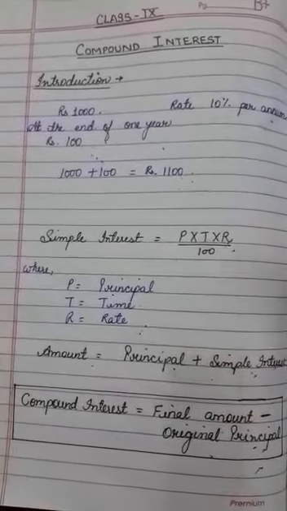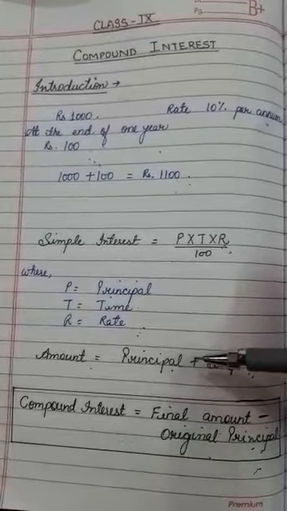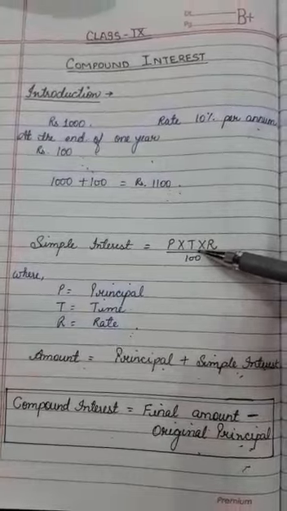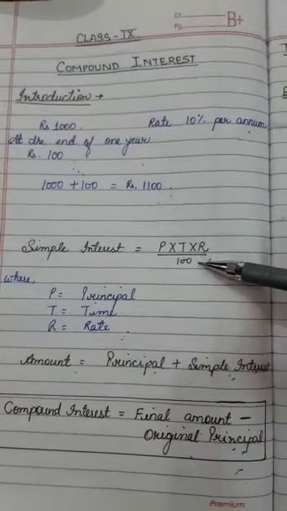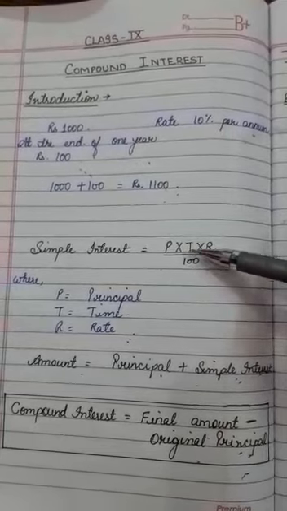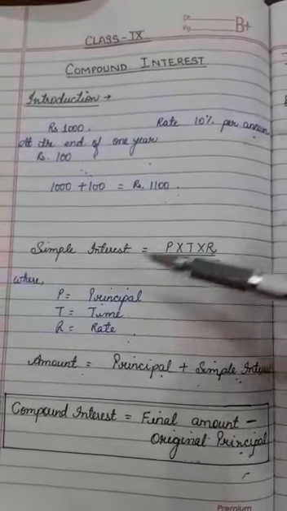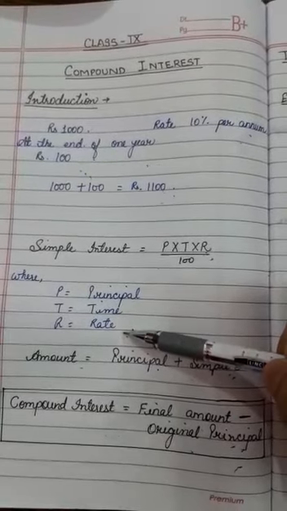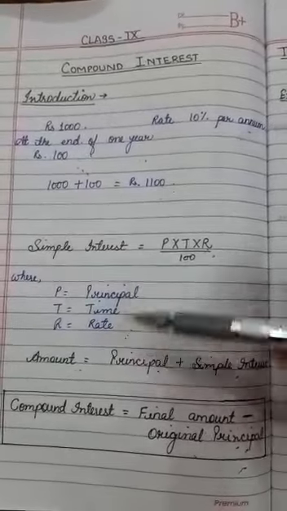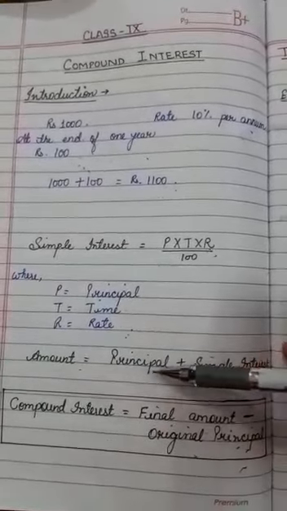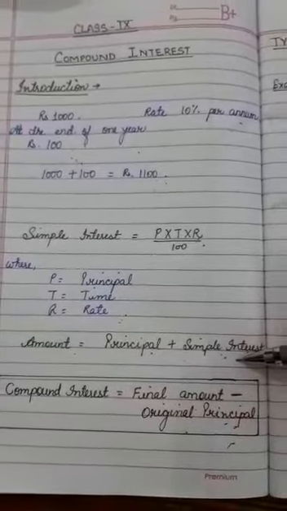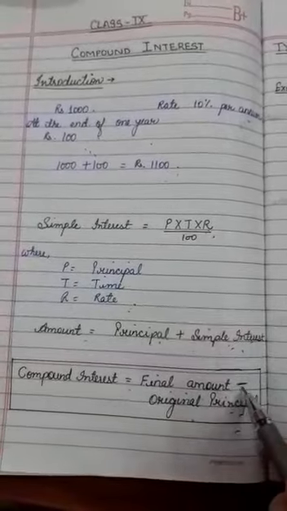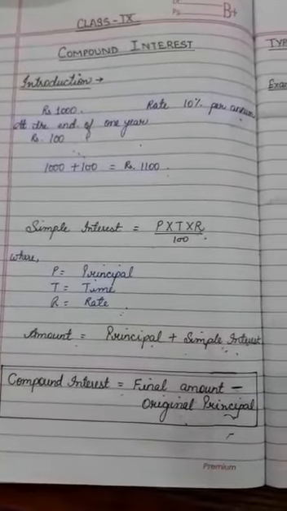We call it without using formula because here we are not calculating amount with the direct formula of compound interest, but we are using the method of simple interest to calculate amount. The formula for simple interest is P into T into R upon 100, where P stands for principal, T stands for time and R stands for rate. After calculating simple interest, we can calculate amount with the formula principal plus simple interest. Then compound interest can be calculated with the formula final amount minus original principal.